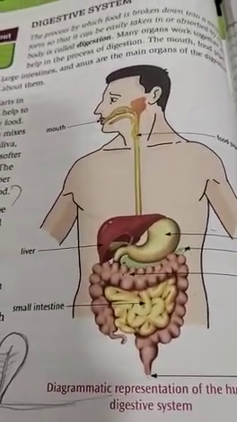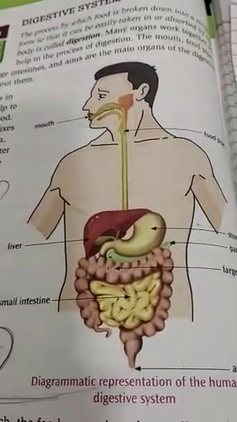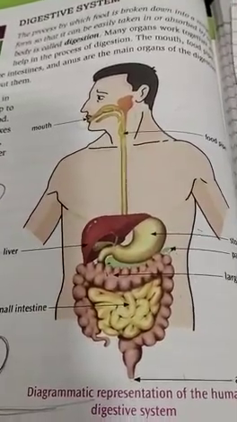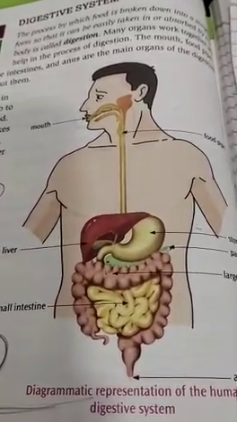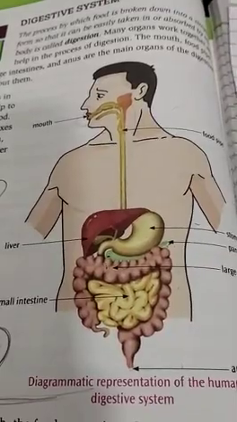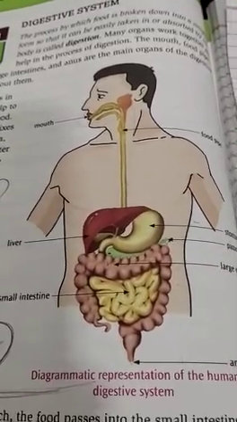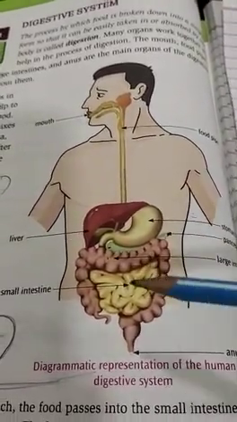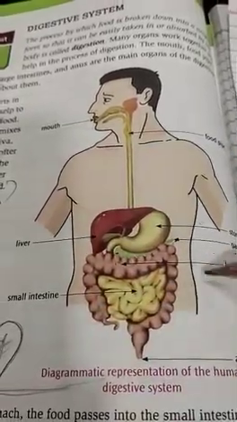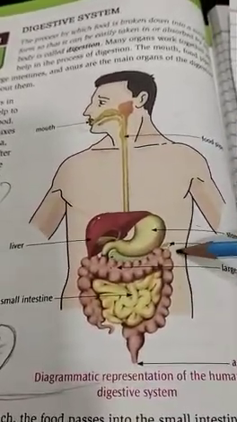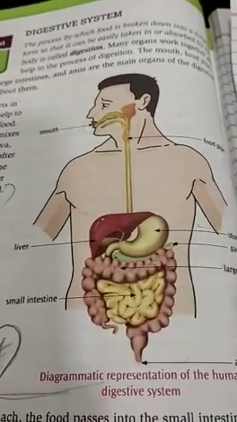Today we will learn about the digestive system in human beings. Students, those who have the book can keep it with them, and those who have not, please listen to all the points carefully. So let's start. You can see that I have a picture of the digestive system. With the help of this picture, I will explain the digestive system of human beings.